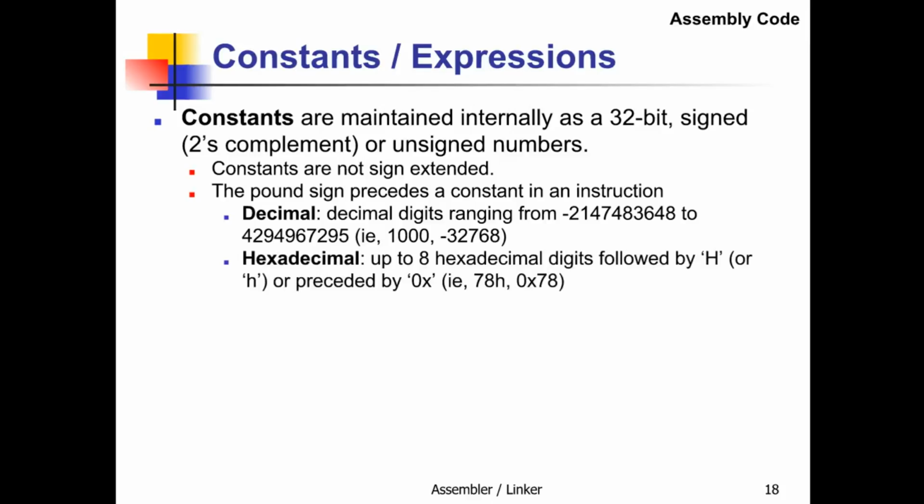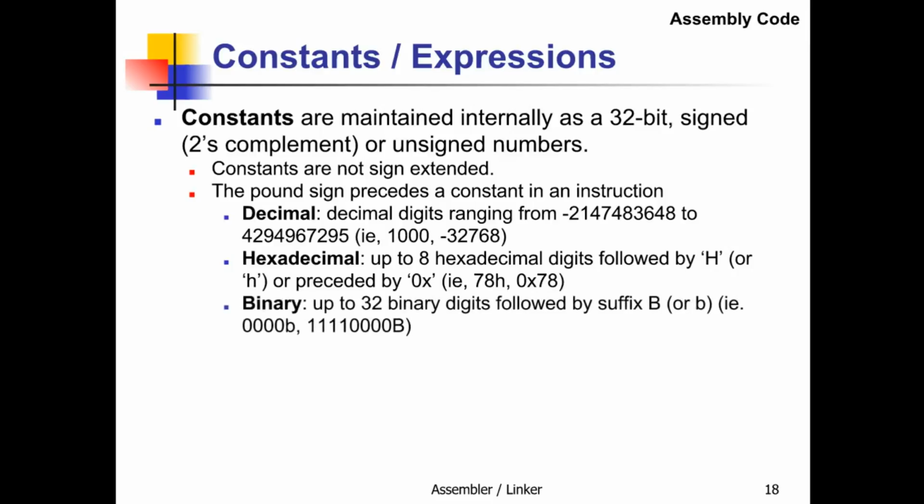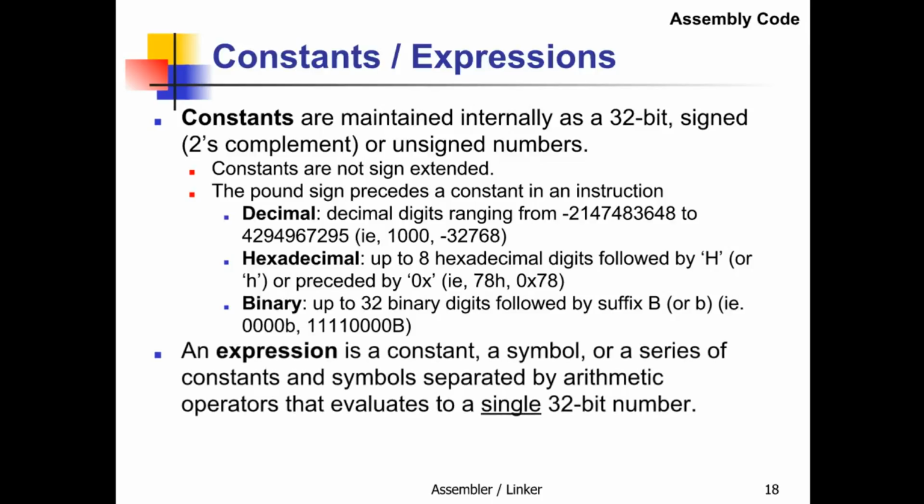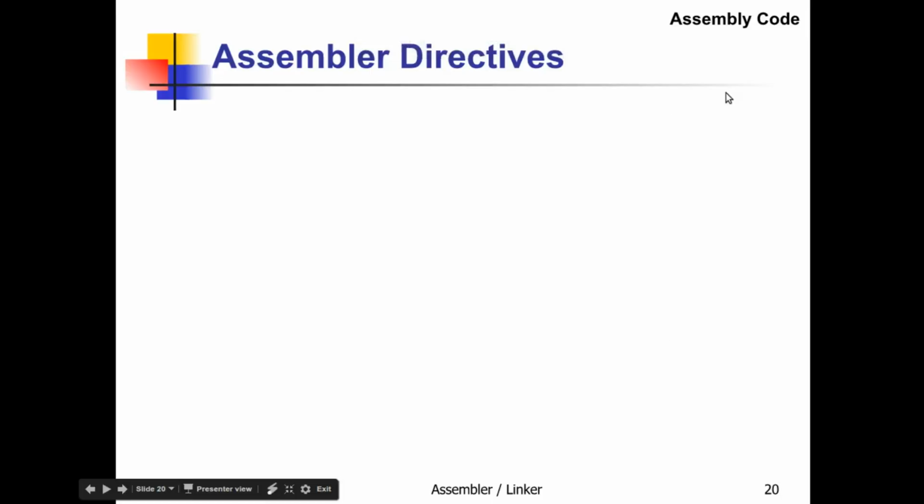Hexadecimal numbers can be hexadecimal constants. You can either follow it by an H or precede it by a 0x. Binary, you can have binary constants. You can use a suffix capital B or little b. So you can see how that would be. And an expression is a constant, a symbol, or a series of constants and symbols separated by arithmetic operators that evaluates to a single 32-bit number. And there's your numbers, the range for signed values or for unsigned values.